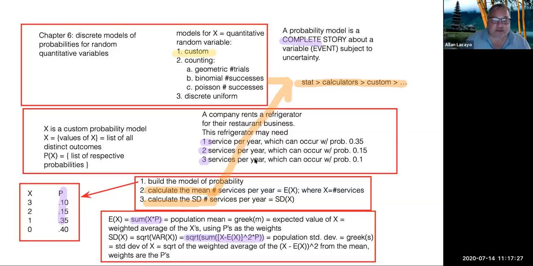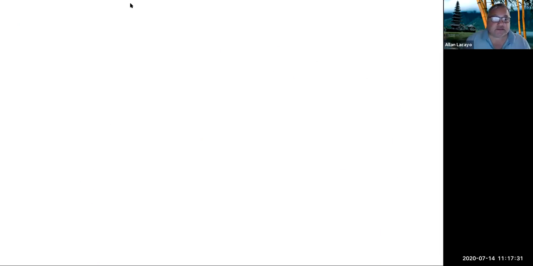So now what I'm going to do is build a second model called a discrete uniform model for a random variable. In a discrete uniform model, what characterizes your situation is the following.